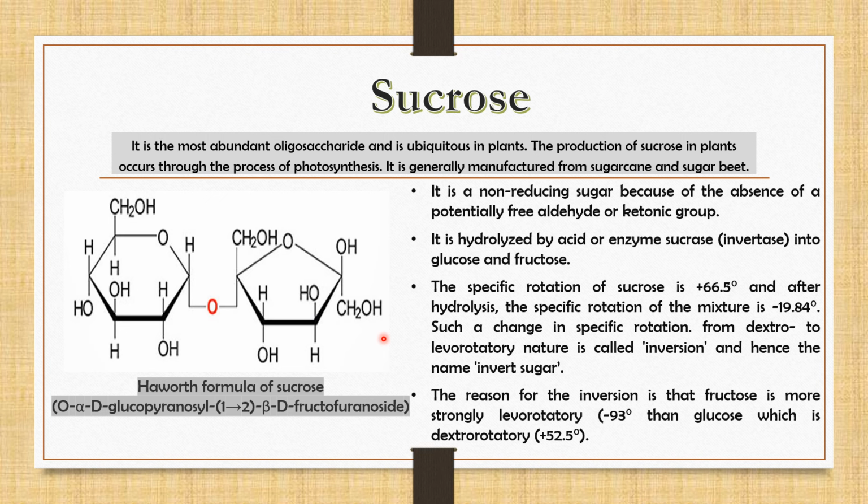The specific rotation of sucrose is plus 65 degrees, and after hydrolysis, the specific rotation of the mixture is minus 19.84 degrees. Such a change in the specific rotation from dextro to levorotatory is called inversion, hence the name invert sugar. The reason for the inversion is that fructose is more strongly levorotatory than glucose is dextrorotatory.